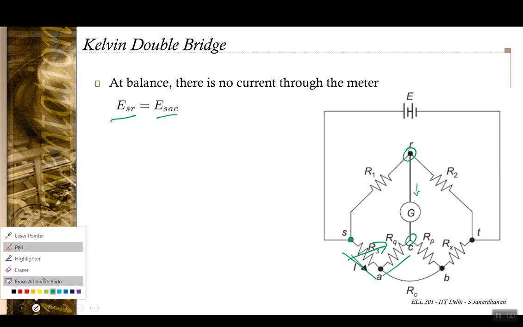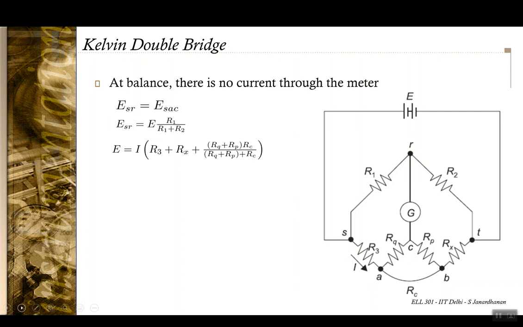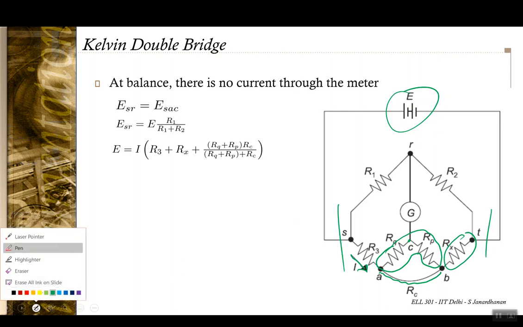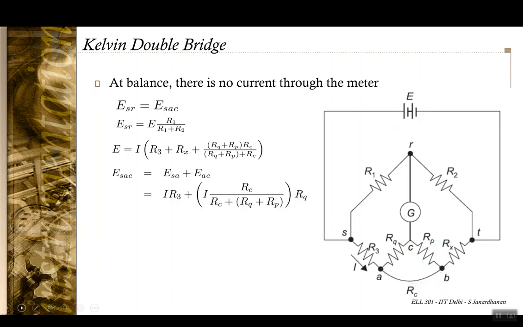Okay, now what would that be? So ESR would be the total battery voltage E times R1 by R1 plus R2, and E is the current, the total current I, the current through this branch I, going through R3 and a parallel combination of RC with RP plus RQ, and another a series combination with RX. Okay, and which would mean that ESAC can be written using this equation.